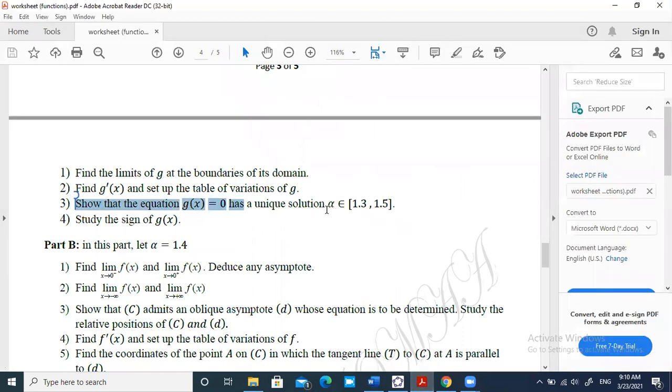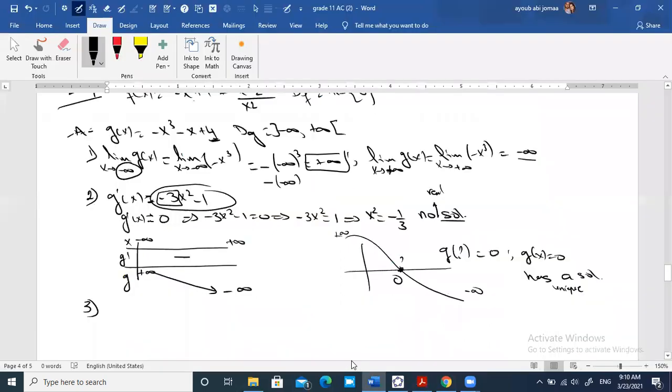Show that the equation g of x equals 0 has a unique solution alpha, and this alpha is between 1.3 and 1.5. First of all, g is continuous, not only on the interval 1.3, 1.5. It is continuous on the domain R because it's a polynomial function.